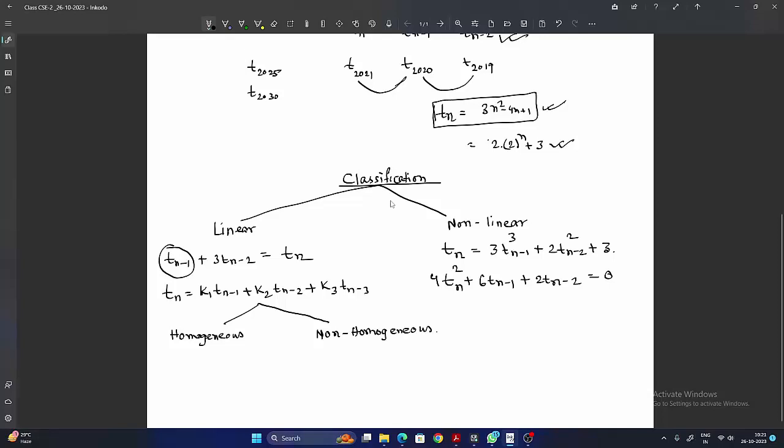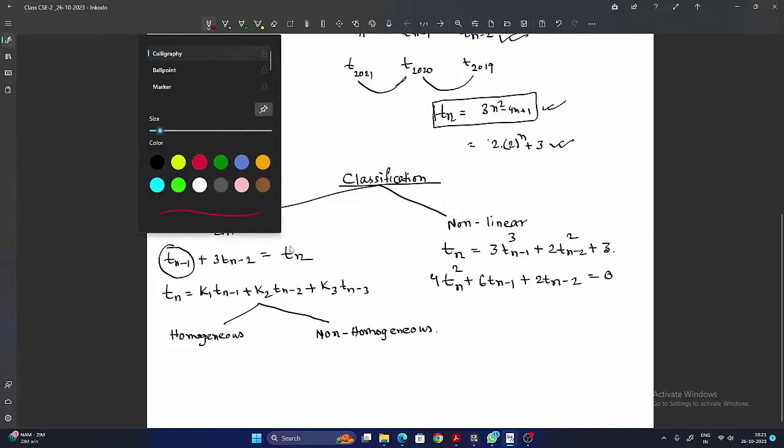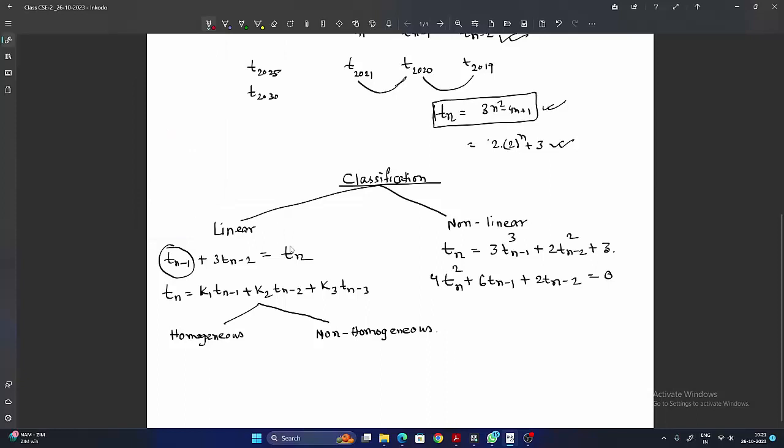So what is a homogeneous pattern? Homogeneous means each term is of degree 1. That means here you can see that it is of degree 1, it is of degree 1, and each is of degree 1. Suppose I take another expression here, like t of n is equal to t of n minus 2 plus, suppose, 3.